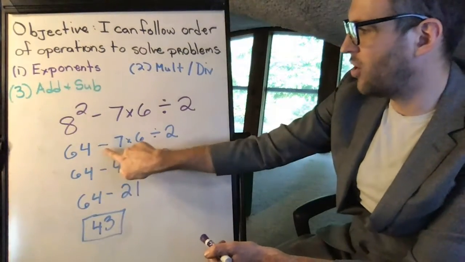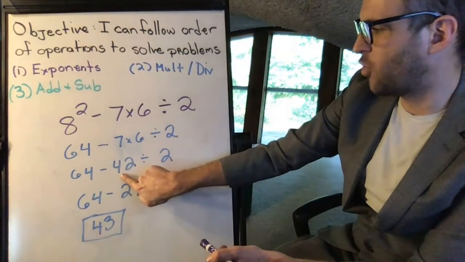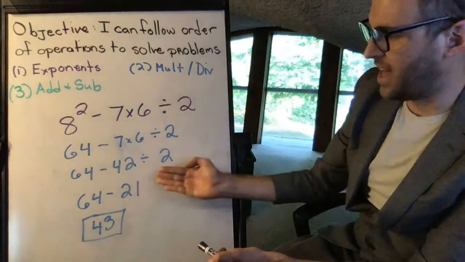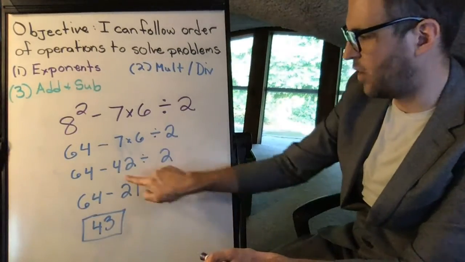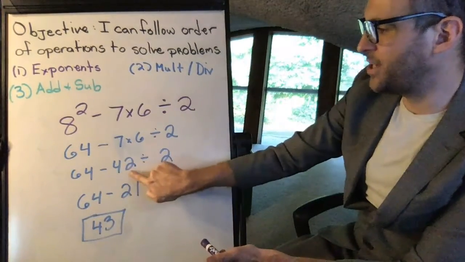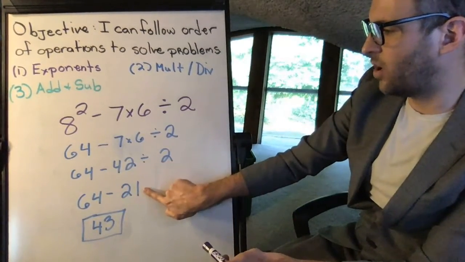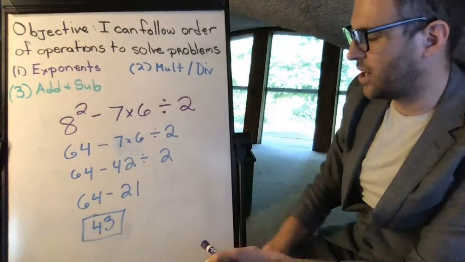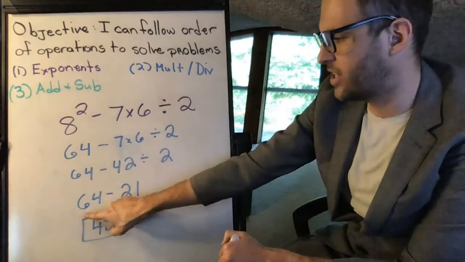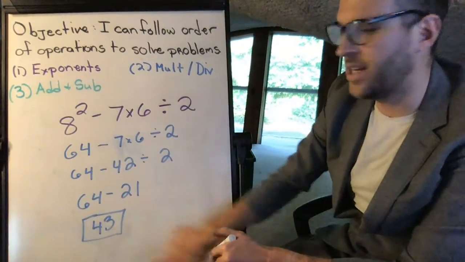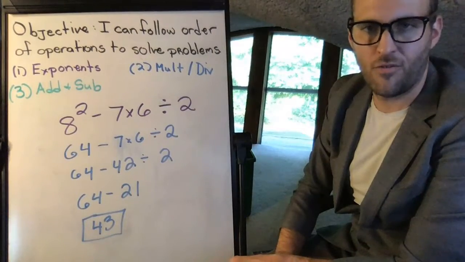So we have 64 minus 7 times 6, which becomes 42. Again, don't forget that 64. Bring it along for the ride because now it's its turn to have some fun. 42 divided by 2 is 21. And that leaves us with our last operation, which is subtraction. 64 minus 21, which gives us an answer of 43.